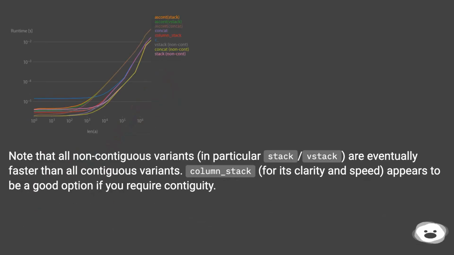Note that all non-contiguous variants, in particular stack/stack, are eventually faster than all contiguous variants. Column_stack, for its clarity and speed, appears to be a good option if you require contiguity. Code to reproduce the plot.